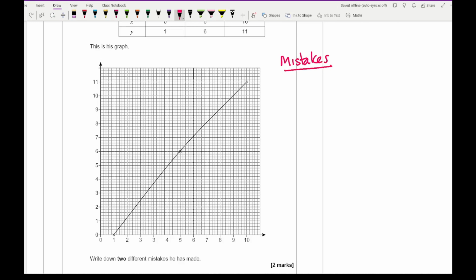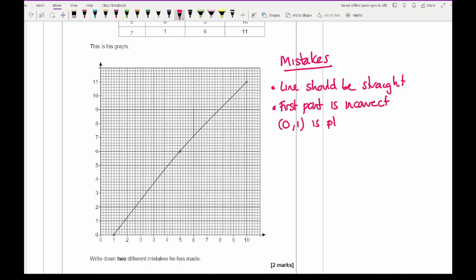Now there are quite a few mistakes that he has made. Now, one of them, probably the most common that you may see, is the line is not straight. So the line should be straight. Another mistake that they've found is that the first point is wrong. So the first point is incorrect. So in other words, 0, 1 is plotted incorrectly. You could also say that they've not labelled the axes.